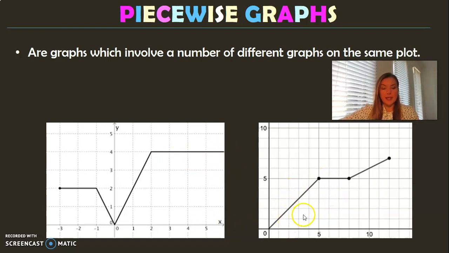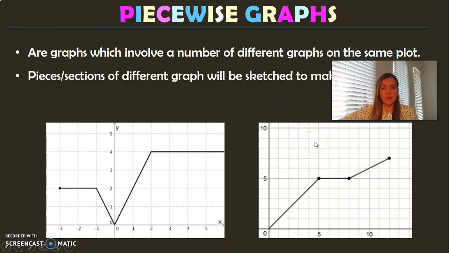This one here has three different sections. One runs from the domain 0 to 5. This little section here between 5 and 8. And this section here between 8 and 12. Okay, so let's have a little bit closer look at these graphs.